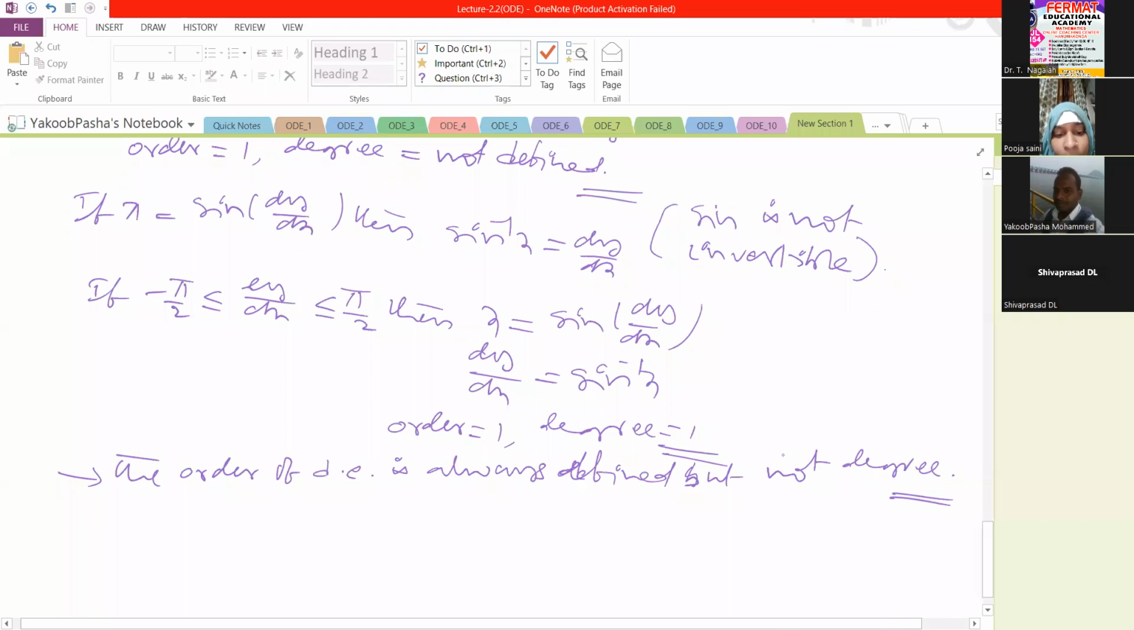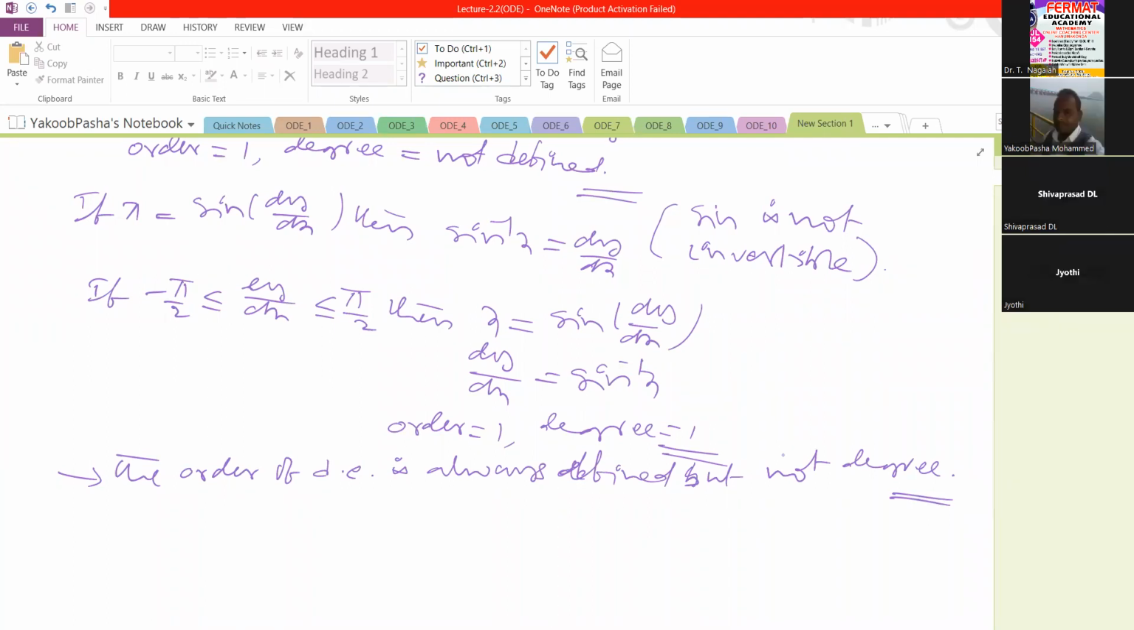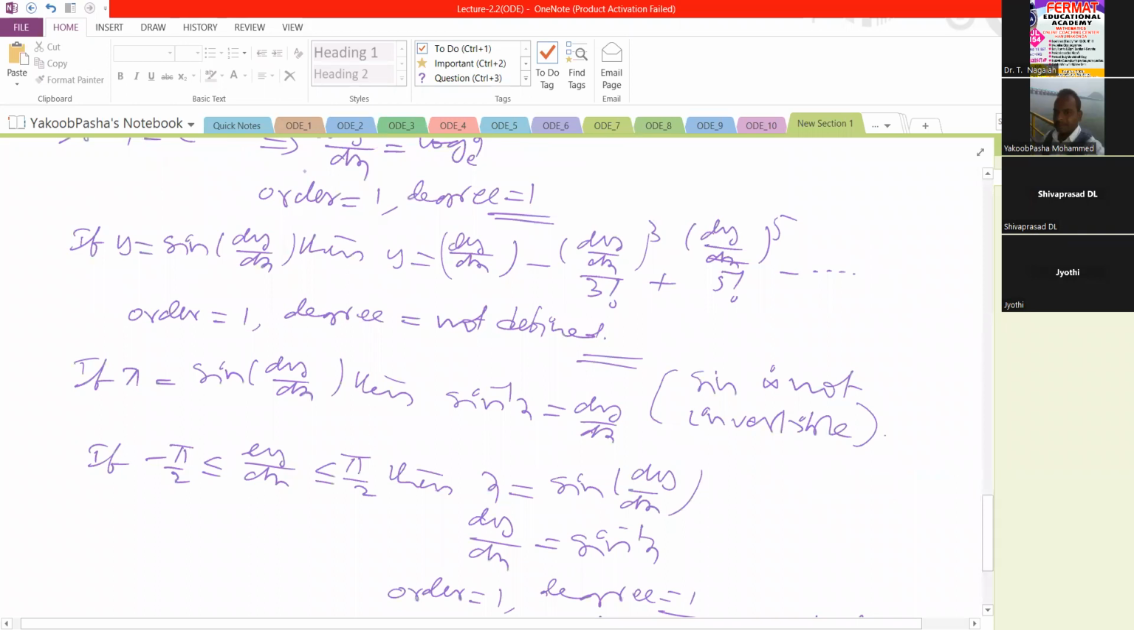Okay. These are some previous bits from competitive exams regarding order and degree of a differential equation. Okay. Sine is not invertible. Please explain that. Okay, sine x, in case y is equal to sine dy by dx, here in this case order is equal to 1 but not degree. Okay, degree is not defined. Okay, if we are given in place of y an independent variable x, here in this case we can't write like this.